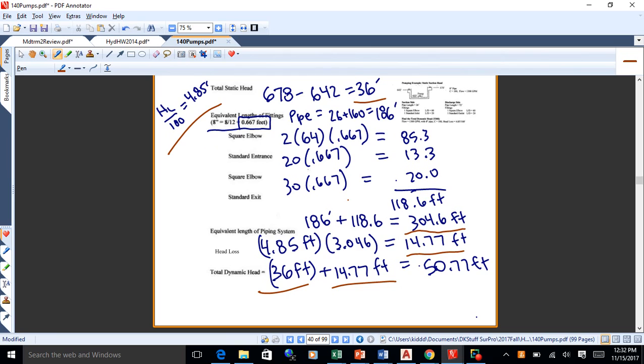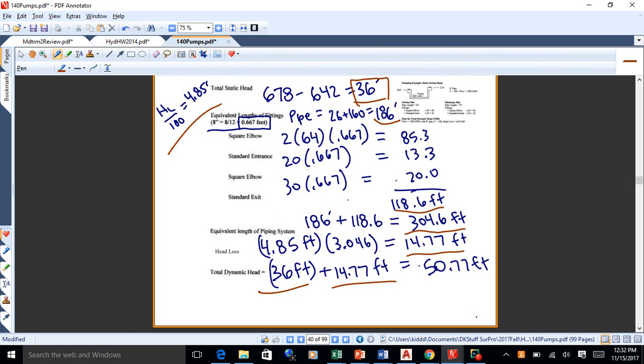Okay, so that's the deal. You just add 2 things together. You figure out how high you have to lift the water, just physically, how many feet up. But then you have to find the head loss, and that involves taking the length of the pipe plus the equivalent length of the fittings, adding those together, and finding the head loss for that total length. Okay, so that's how you do that.